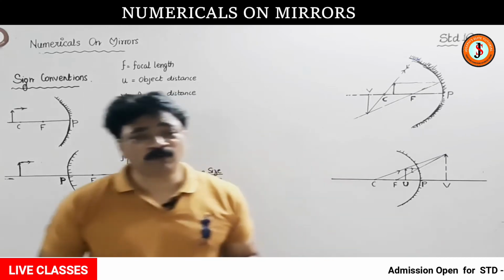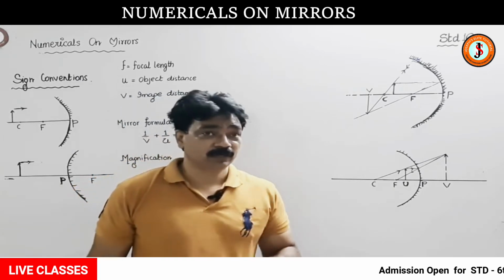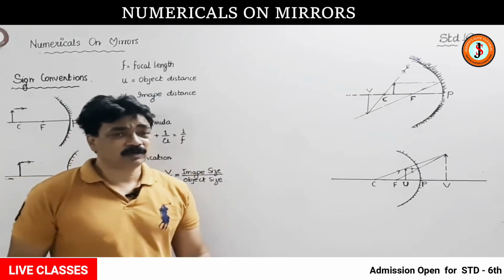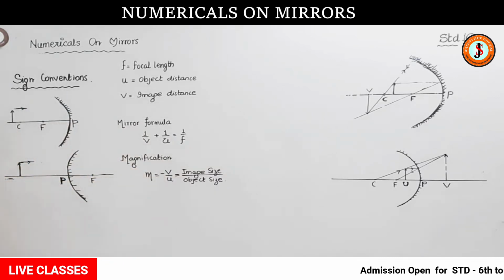So the first and foremost thing to do in a physics numerical on mirror or lens is to understand the sign convention. There are many rules, but you follow the rule which I am telling you, and there won't be any problem later. First, consider how the image is formed. Rays always come from the object towards the mirror, on the reflecting side. So the direction of flow of the ray is from the object towards the mirror, and the sign convention is based on the direction of this incident ray.